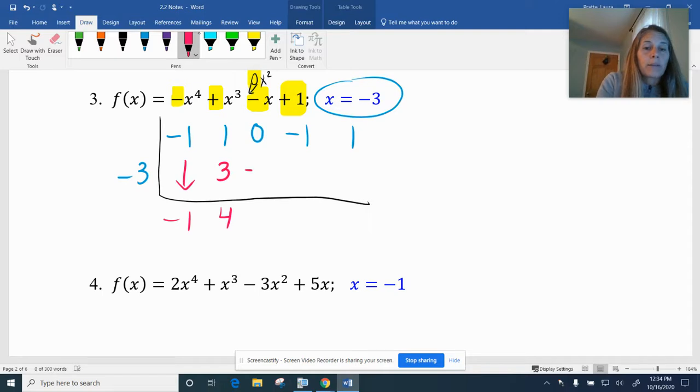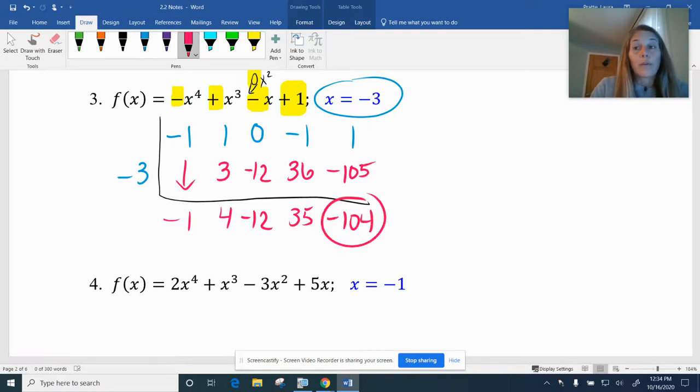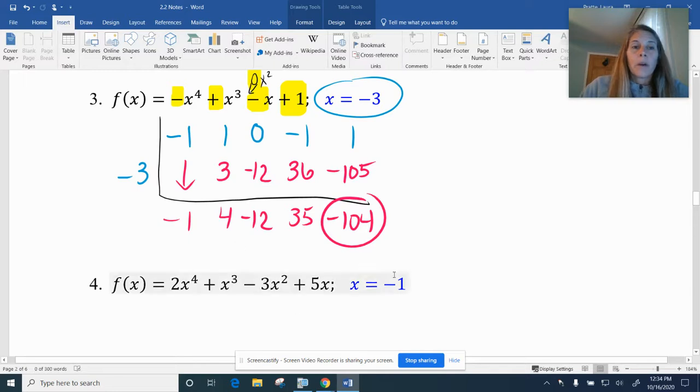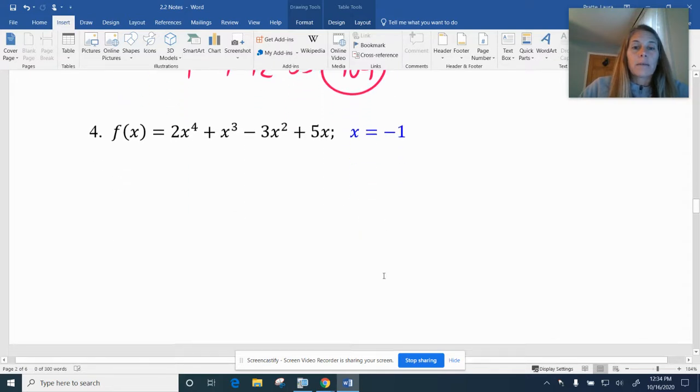4 times -3 is -12, adding up that column. -12 times -3 is +36, add up the next column. 35 times -3 is -105. Add up that column, and I finish up with -104. All right, and we're going to do one more of these.